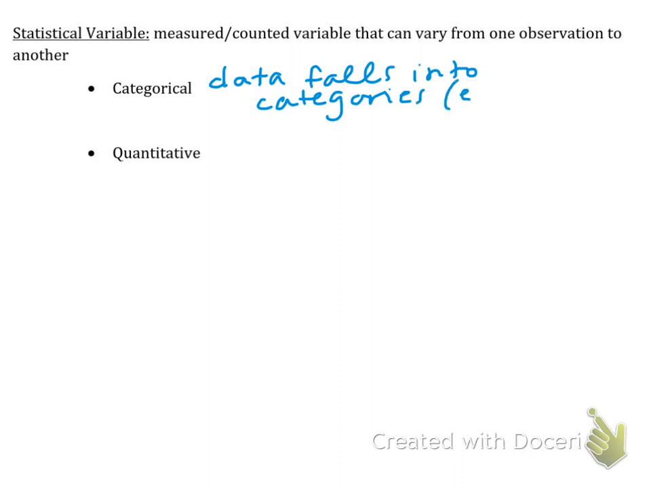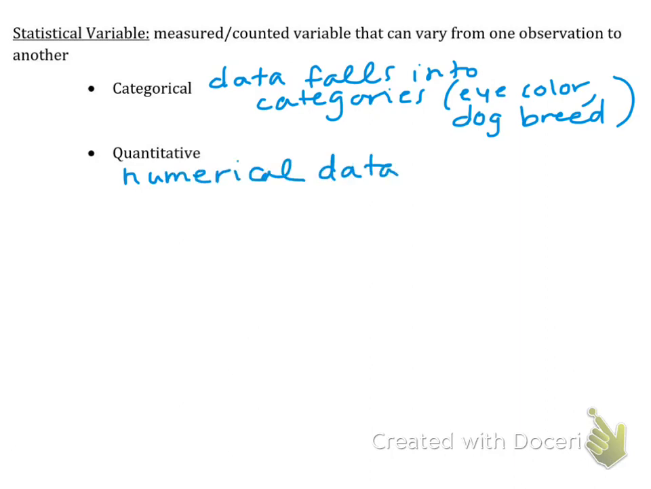Categorical. That means that data falls into categories like eye color, dog breed, birth month, those sort of things. And then quantitative is numerical data, like height, age, income, etc.